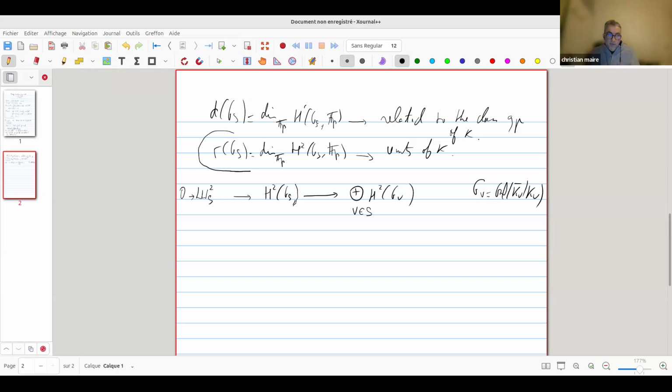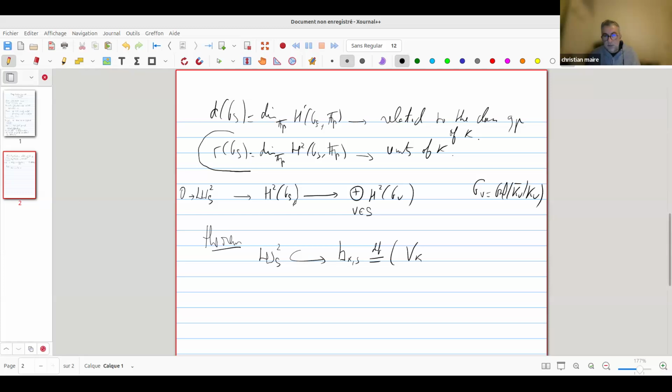Of course, when S contains S_p, we have some information about this group. It comes from Poitou-Tate duality. But in the other situation, this group is very mysterious. We have the theorem of Koch and Shafarevich that gives an upper bound of this group. This is the theorem of Koch and Shafarevich, saying that this group injects into B_K^S, where B_K^S is by definition the dual of V_K^S.